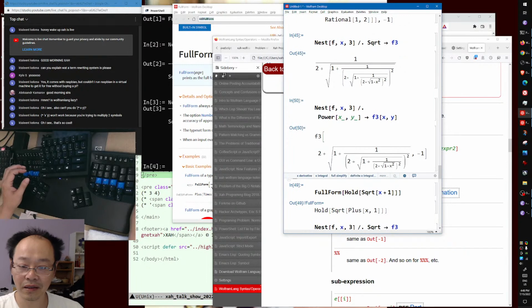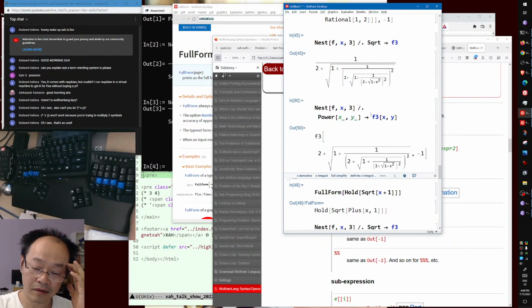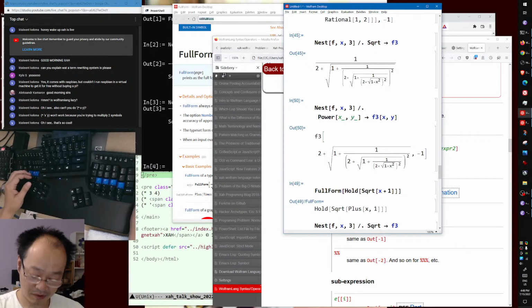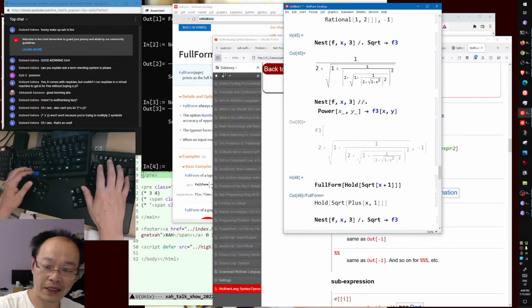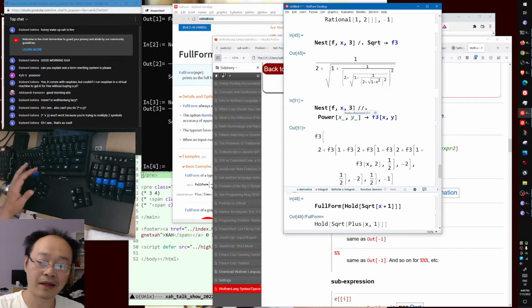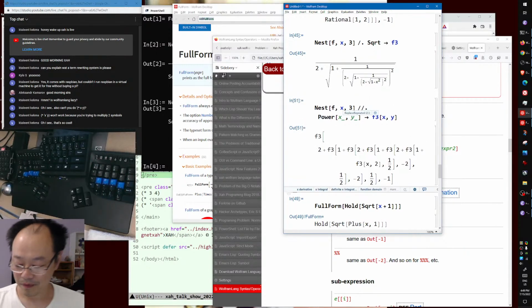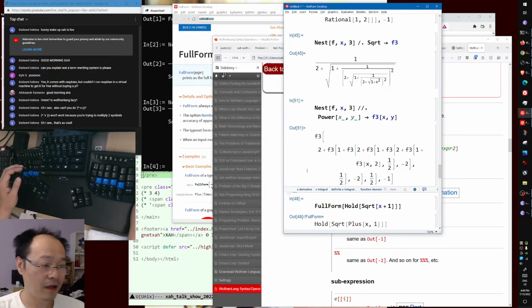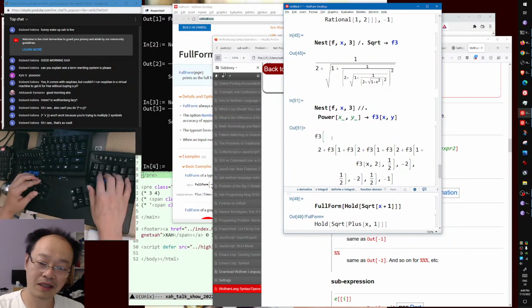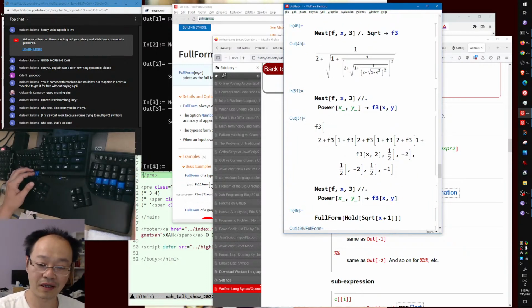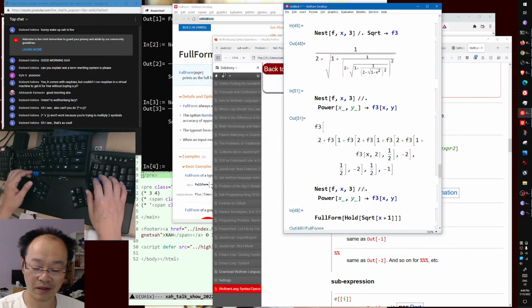Fantastic. Wait, what? Yeah, it doesn't work. It doesn't work because you have to say ReplaceRepeated. Okay, let's try again. Yeah, now it works. So that's getting a little bit complex. The reason it did not work before is that it only replaces one instance.